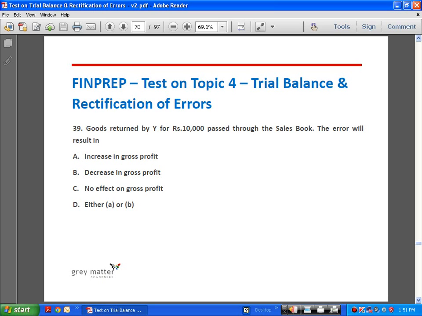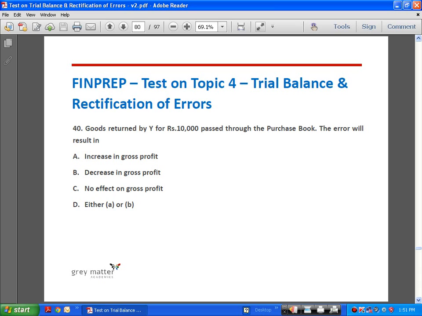Goods returned by Y for rupees 10,000 passed through the sales book. Okay, so this is sales returns. Sales returns has been shown in the sales book, which will have an impact of increasing the sales, which will in turn increase our gross profit. So this error will result in increase in gross profit.